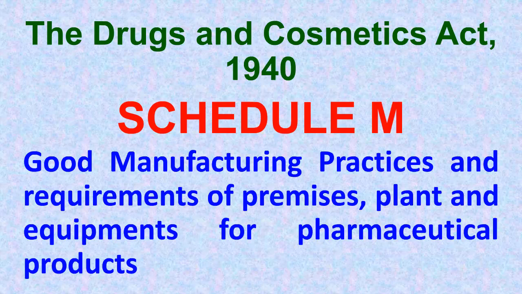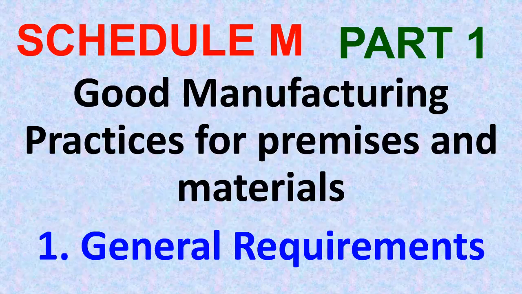Schedule M. Good manufacturing practices and requirements of premises, plant and equipment for pharmaceutical products. Part 1. Good manufacturing practices for premises and materials. 1. General requirements. Location and surroundings.